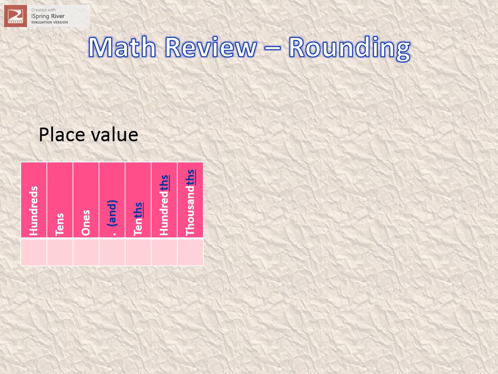Okay, so the next thing we're going to do is review our rounding skills. And before you can round, you have to know place value. So, going from left to right, obviously, numbers can be much bigger than this, and they can go much further into the decimal places. But for nursing, you're really not going to need much more than the hundreds place. And then the next one beside the hundreds is the tens place, and then the ones place.